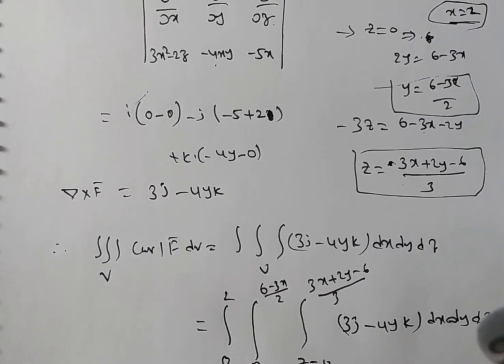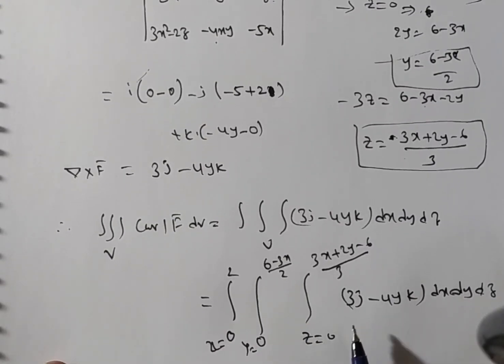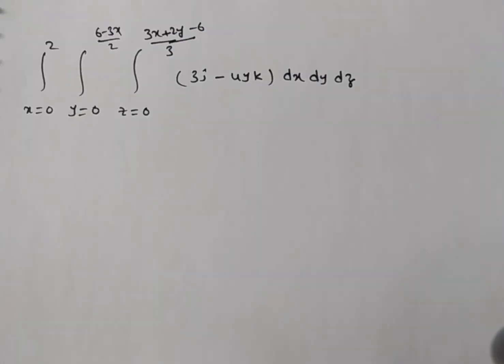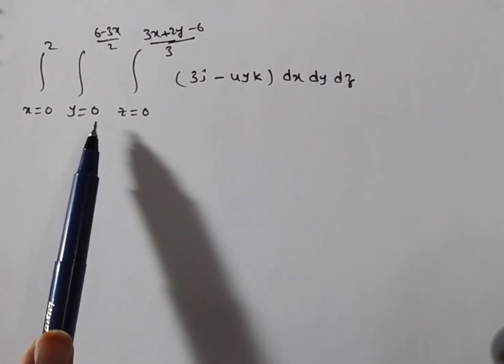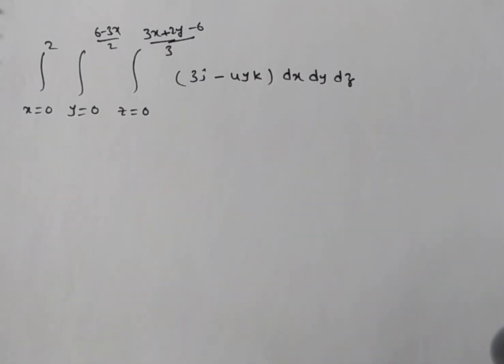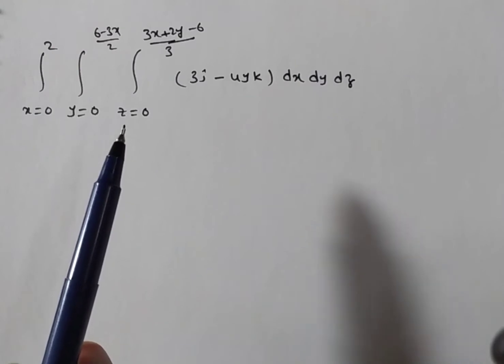Friends, you see, is the integrand a scalar or a vector? If you integrate a vector, you will get a vector only. If you integrate a scalar, the result is a scalar. Now we will get a vector only. Finally, we have written the limits of x, y, z and the integrand also. By observation you can say this integration belongs to the triple integral.